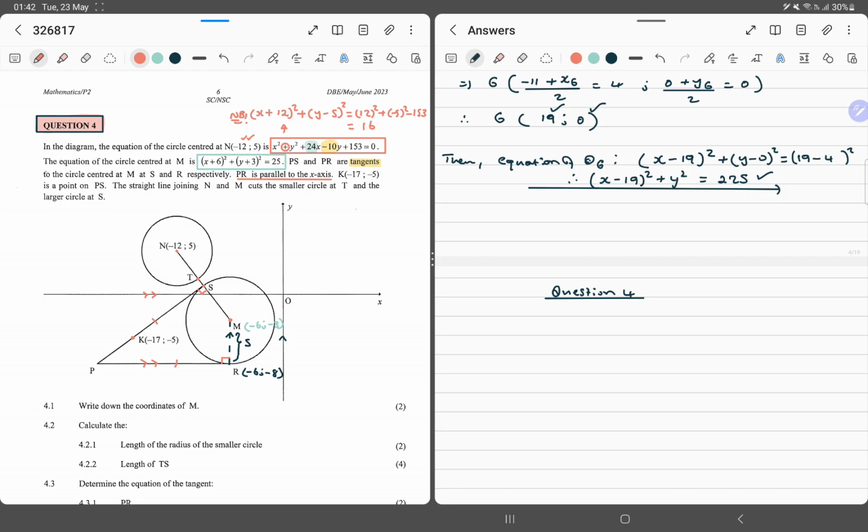Now what we can do is that, look, since we've got 2 points N and M, we can determine the gradient there. But since this line is perpendicular to PS, the inverse of that gradient, or a reciprocal if you will, will be the gradient of PS. Knowing that we've got a point on PS, which is point K, we can substitute that and get the equation of line PS. All right, great. That's number one.